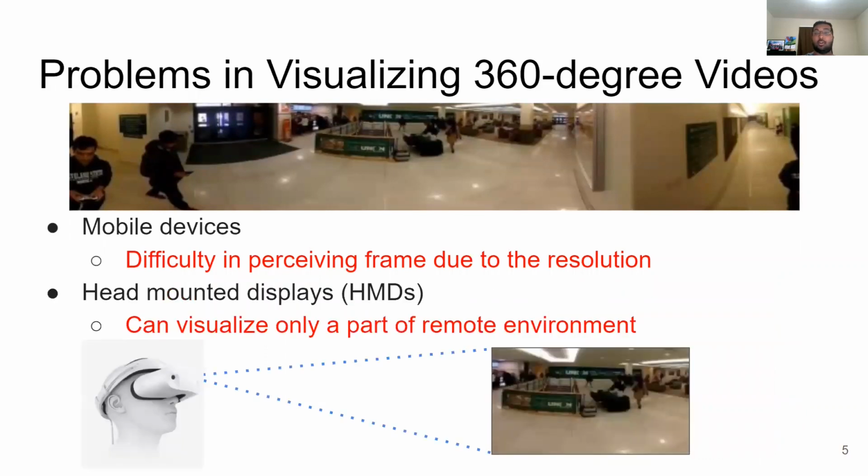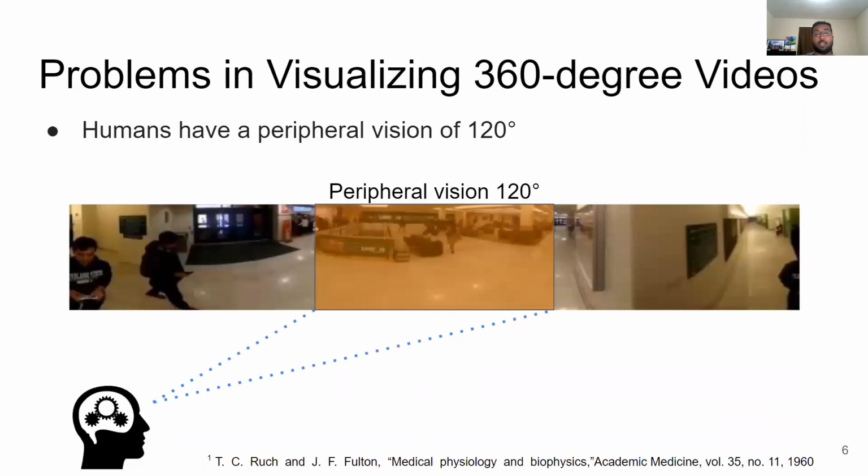On the other hand, one of the widely used methods of visualizing 360-degree videos is using head-mounted displays. The head-mounted displays provide an immersive experience to the user, but the problem is that the human operator can visualize only a part of the remote environment. Now let's see why the human can only observe part of the environment.